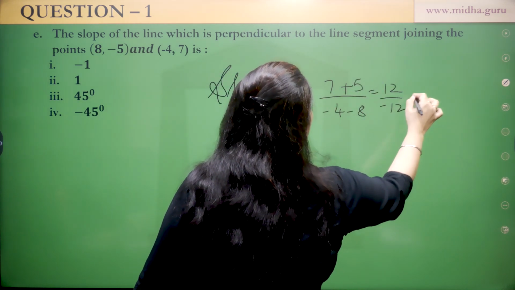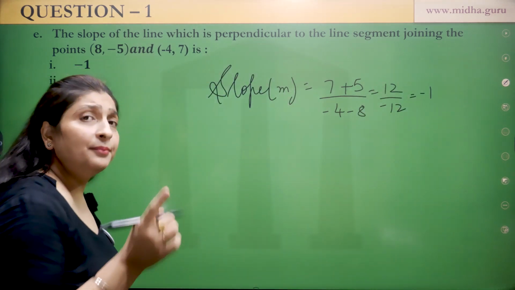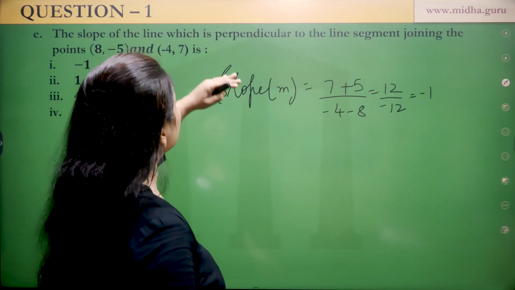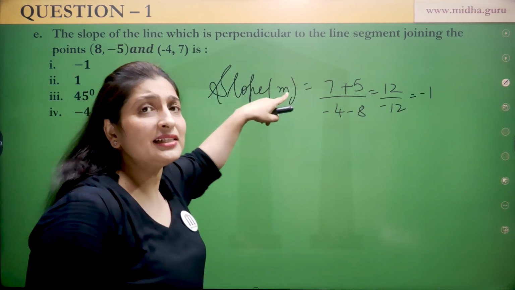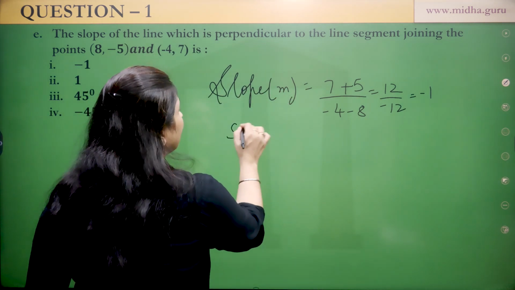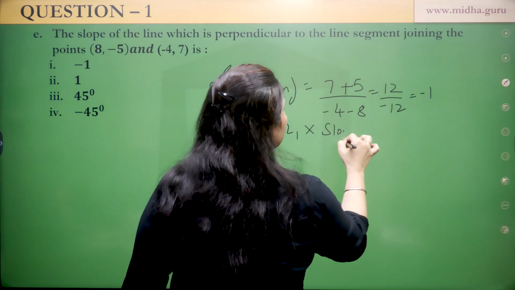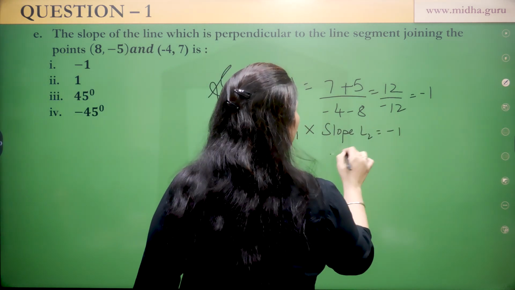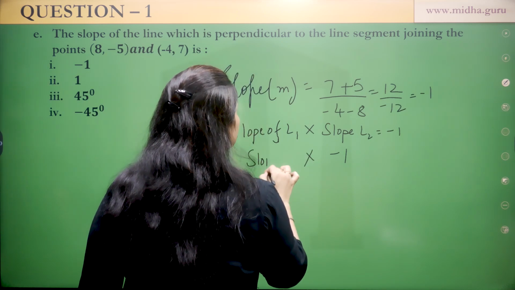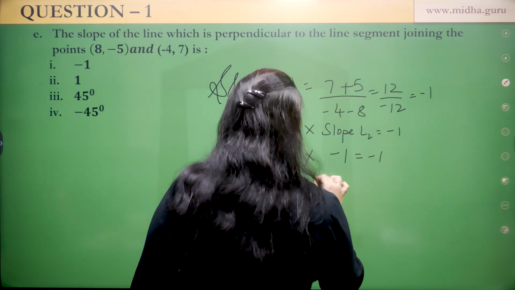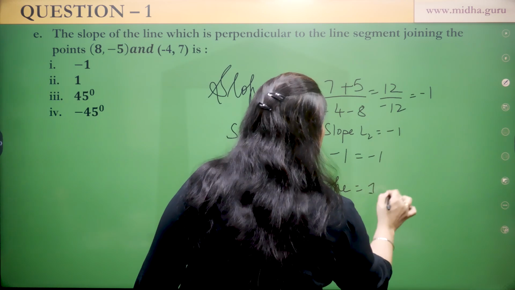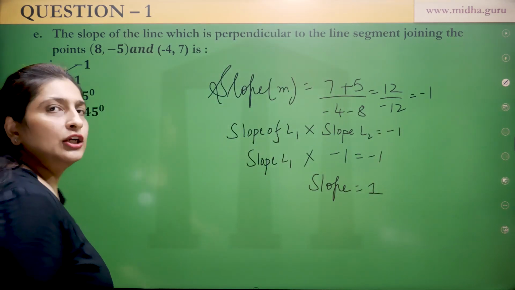12 by minus 12, minus 1. It is minus 1. We have to find out the slope of a line which is perpendicular to this line. That means the slope of L1 into the slope of L2. We know the slope of L2 is minus 1. So what will be the slope of L1? It will be 1. The slope of this line will be 1, which is option 2.